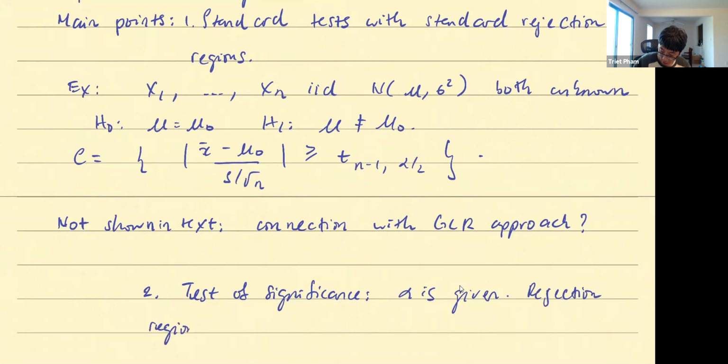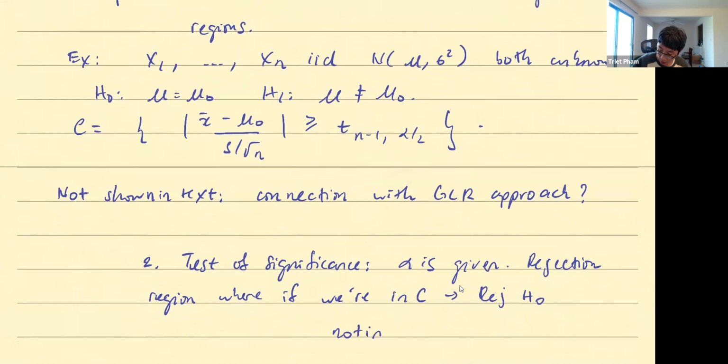Let me say this. If you are in C, then we reject. But if we are not in C, then we suspend judgment. So in other words, if we are not in the rejection region, then the conclusion is not to adopt the null, but to say that we do not want to make a judgment here. We don't want to make a conclusion.